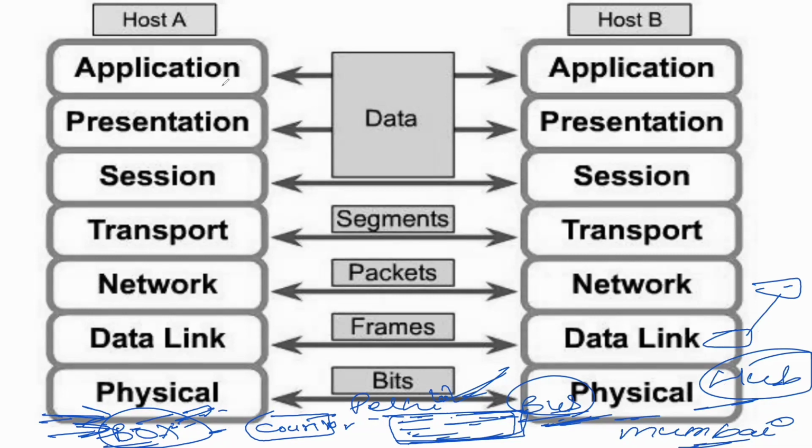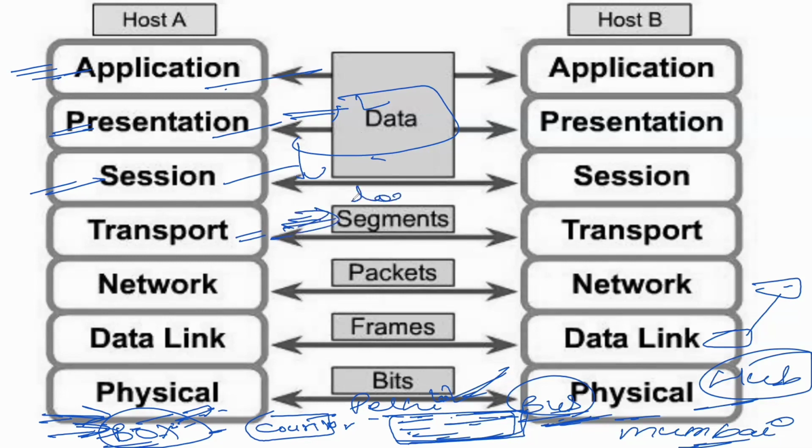It's the same thing here. When you work on the application, presentation, or session layer, you deal with the data. Your data is in the form of data, for example an MP3 file or a Word file. Then when it is sent to the transport layer, the transport layer converts this data into segment format. A segment is a logical unit of the data, and then it is sent to the network layer.